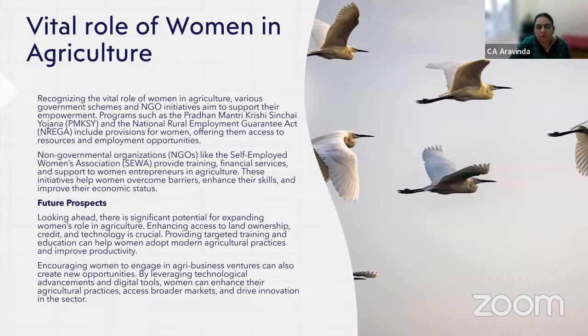And there are so many self-employment groups which help women to come into the agriculture sector, and even into agri businesses and other businesses, so that it can help to improve their skill set and to reduce the economic barriers and other barriers and the social issues within the families and the rural areas.